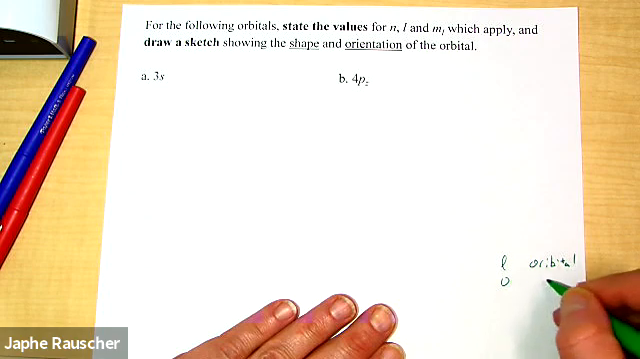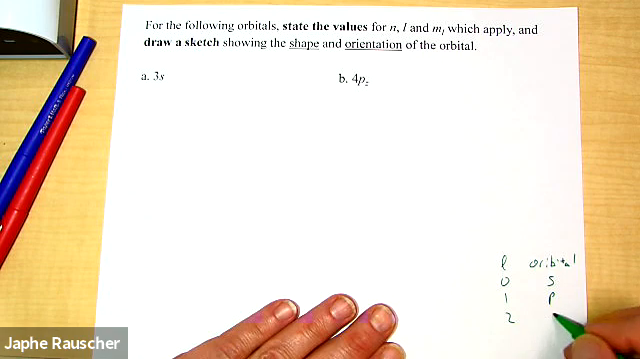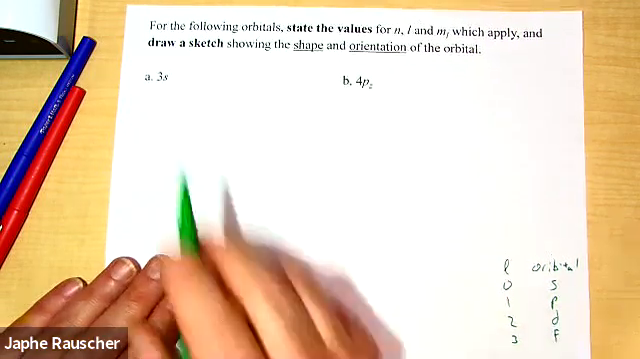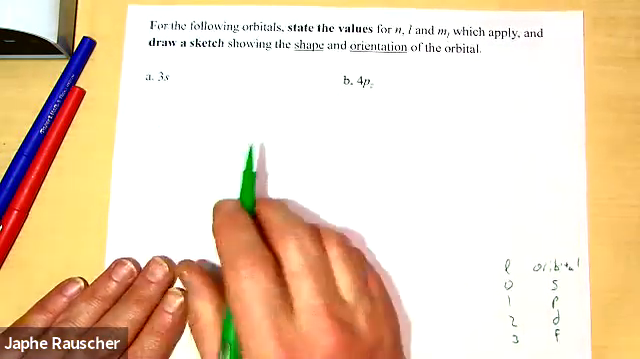So when L is equal to 0, this is an S orbital. 1 is a P orbital. 2 is a D orbital. 3 is an F orbital, right? Those are the only ones we really need to know. In fact, all we really need to know is S and P in this particular case.